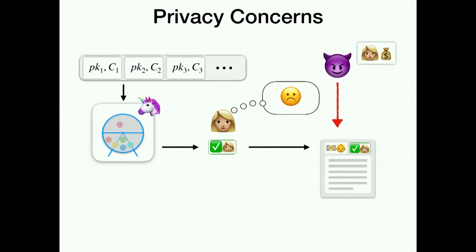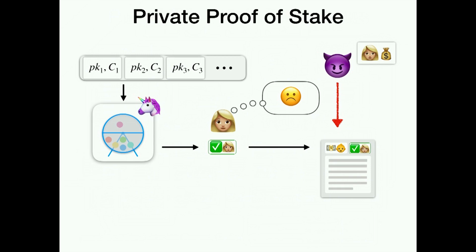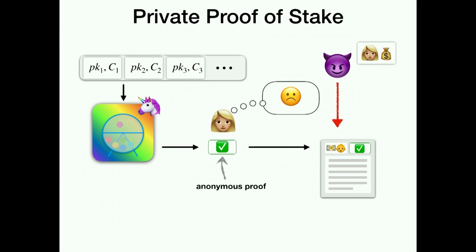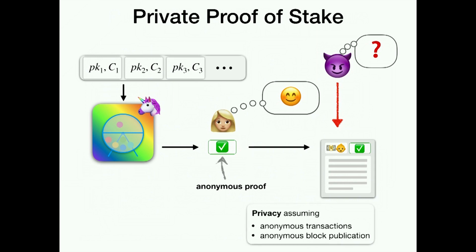How can we do better? Well, what we actually want is an even better lottery, where Alice gets some sort of anonymous proof, which essentially says someone won and they published that block. So now if the adversary looks at the block, nothing happens. And again, similar to proof of work, we get the guarantee that privacy exists, assuming anonymous transactions and some way to publish blocks unseen. But of course, the question is, such a fancy lottery, can we achieve that? Our result is, yes, you can do it.